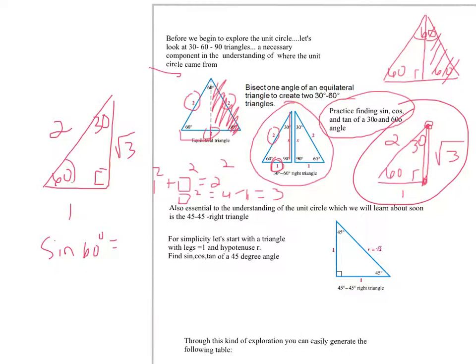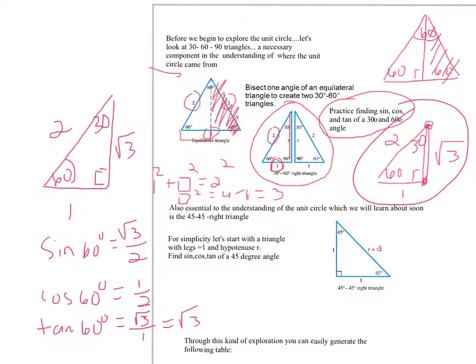Well, if I'm here at 60, then opposite over hypotenuse. Okay, cosine of 60, adjacent over hypotenuse. And tangent of 60, opposite over adjacent. So root 3 over adjacent, which is 1. Or you could just say root 3. Okay?